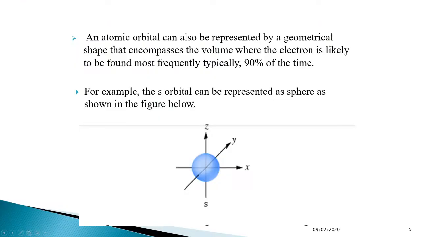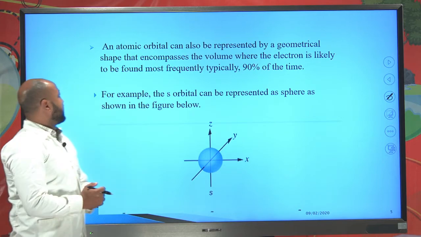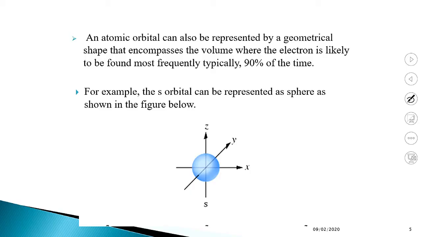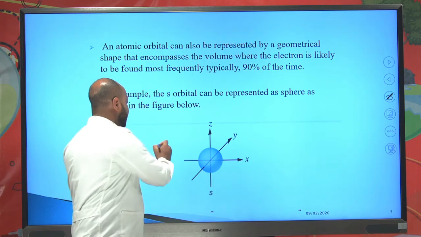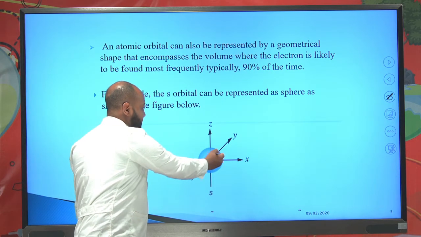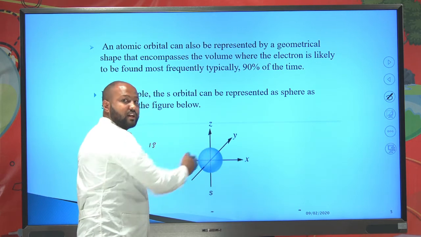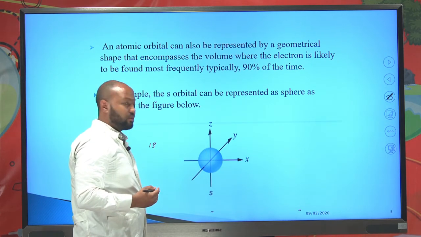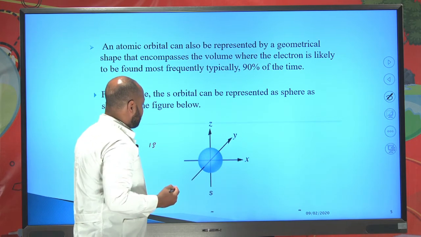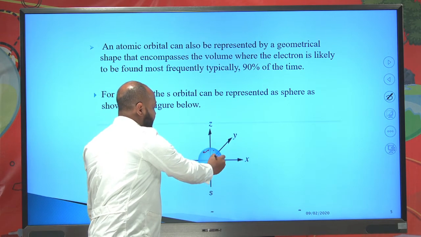So an atomic orbital can also be represented by a geometrical shape. What is this geometrical shape? It is the region where the probability of finding the electron is maximum. For example, the s orbital is represented by a spherical shape. As you know, 1s is represented by this spherical shape. This is the s subshell or orbital, so the electron will be found around here.